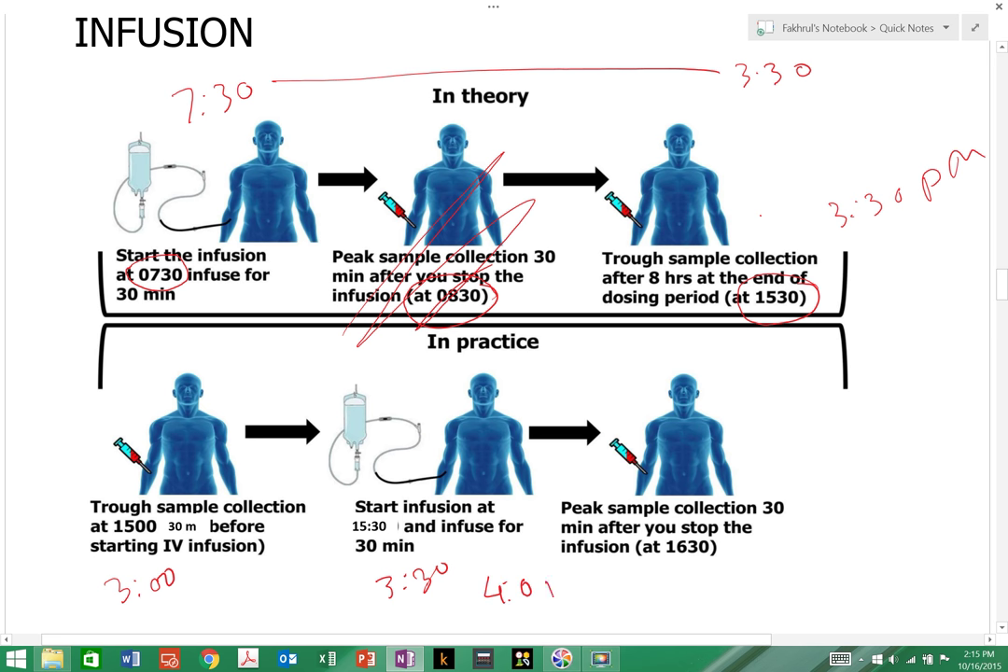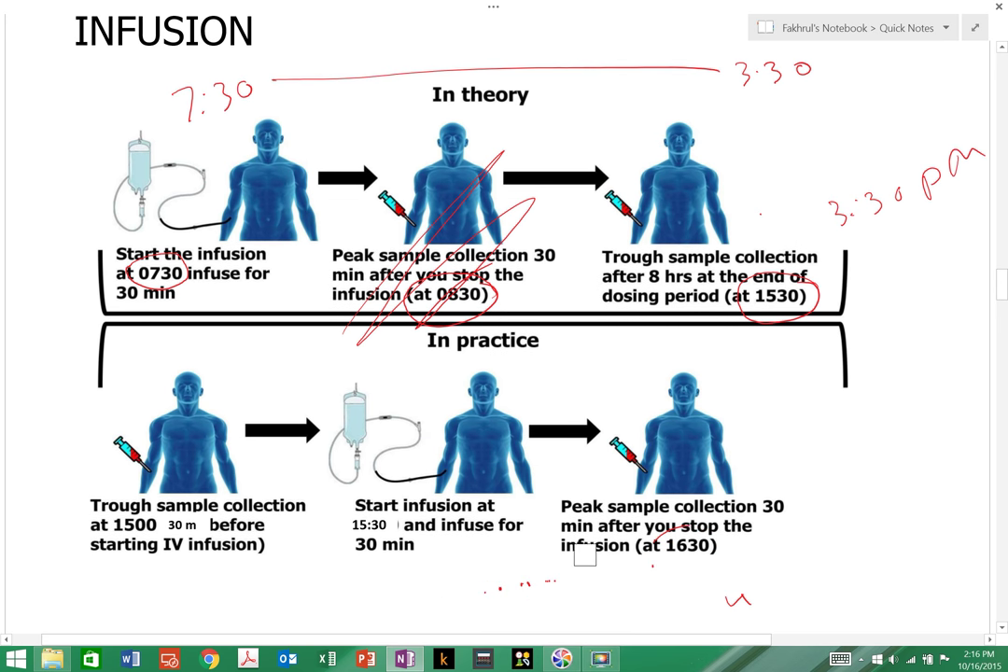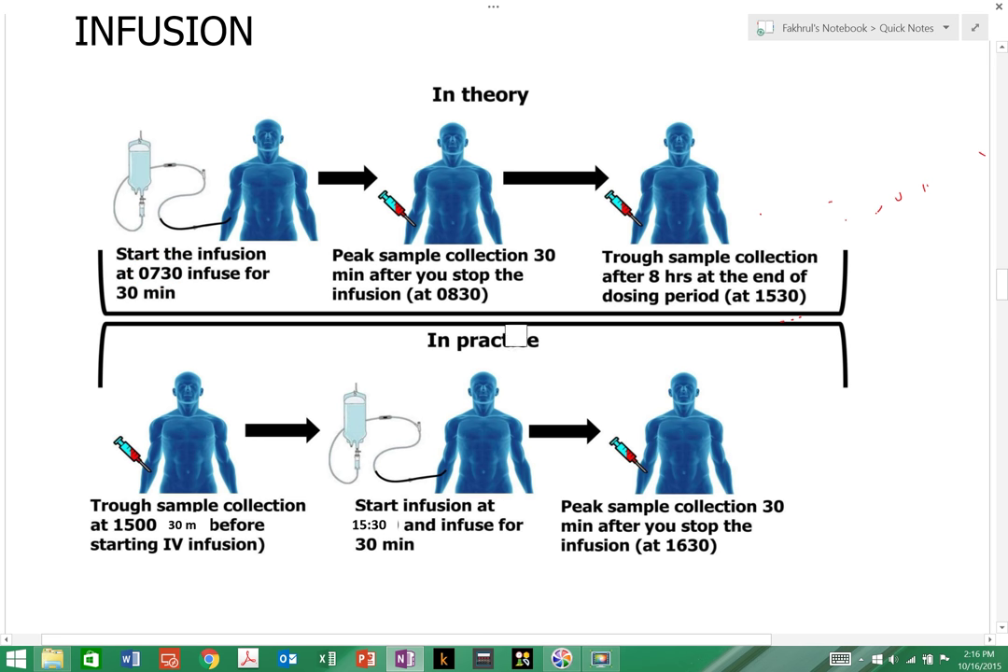So that means it would be 4 p.m. And the peak sample you collect 30 minutes after you stop the infusion. It would be 4:30. That means you go to the patient, you take the sample and infuse, and then after 30 minutes again you take samples. So this would be your peak sample. Again, let's go back. So this is what is done in case of intermittent IV infusion. Always you have to remember, this is the ideal situation. We don't do these things in practice.